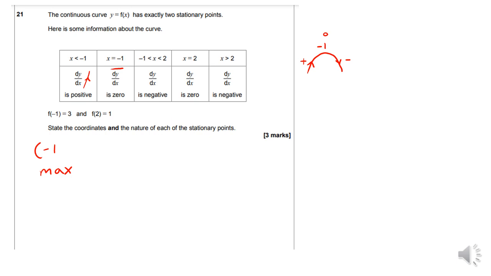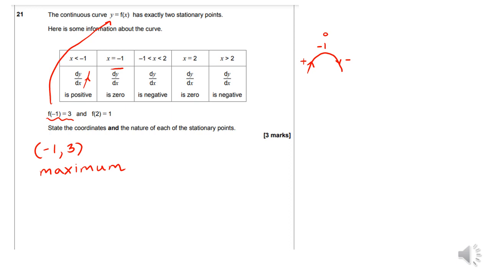Now this bit here tells me that when I substitute -1 into the original function up here, I get 3 out. So it tells me that the y value for that point is 3. So that's a maximum. It's enough to say max actually, but we should really write all the way to the end of the word. So we're going to call that a maximum point.